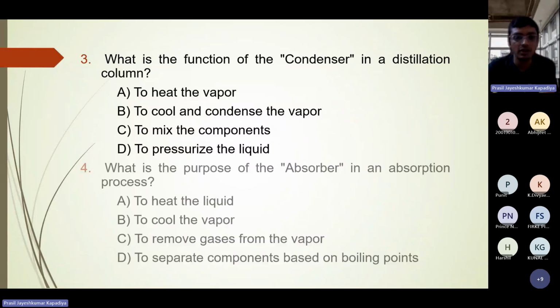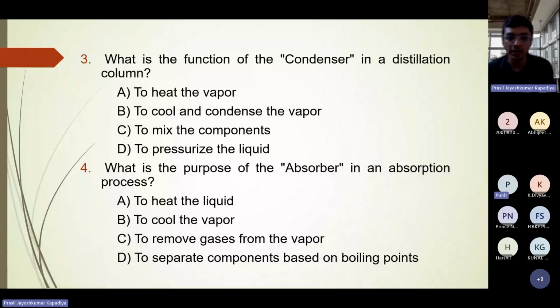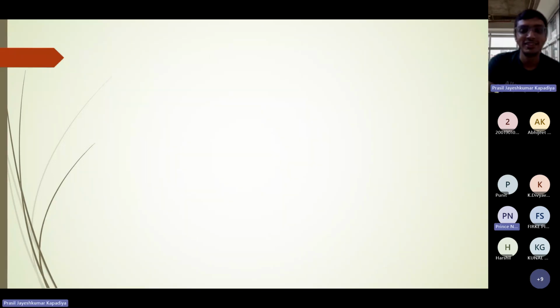Now, next question. What is the purpose of the absorber in an absorption? We are going to see that next class, but if anyone knows. To remove gases from vapor. Yeah, someone just mentioned CO2 absorption using monoethanolamine. Who was that? Okay, no one will say their name now.